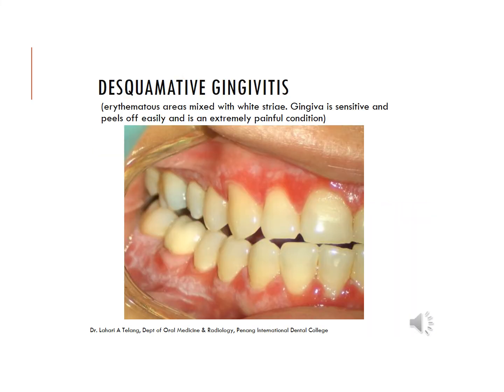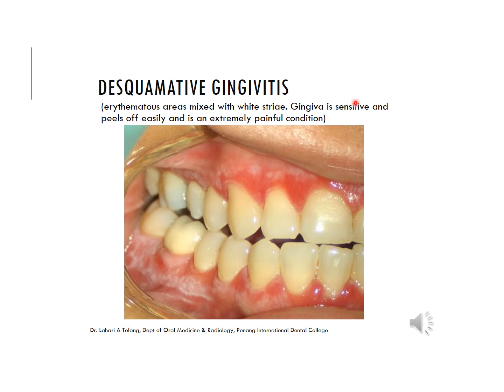Now, this is a very interesting terminology, Desquamative Gingivitis. This is not a diagnosis, but it's a clinical feature where you see erythematous areas mixed with white striae, generally seen on the gingiva. That's why the term Desquamative Gingivitis. The gingiva is sensitive and peels off easily, and it is an extremely painful condition.